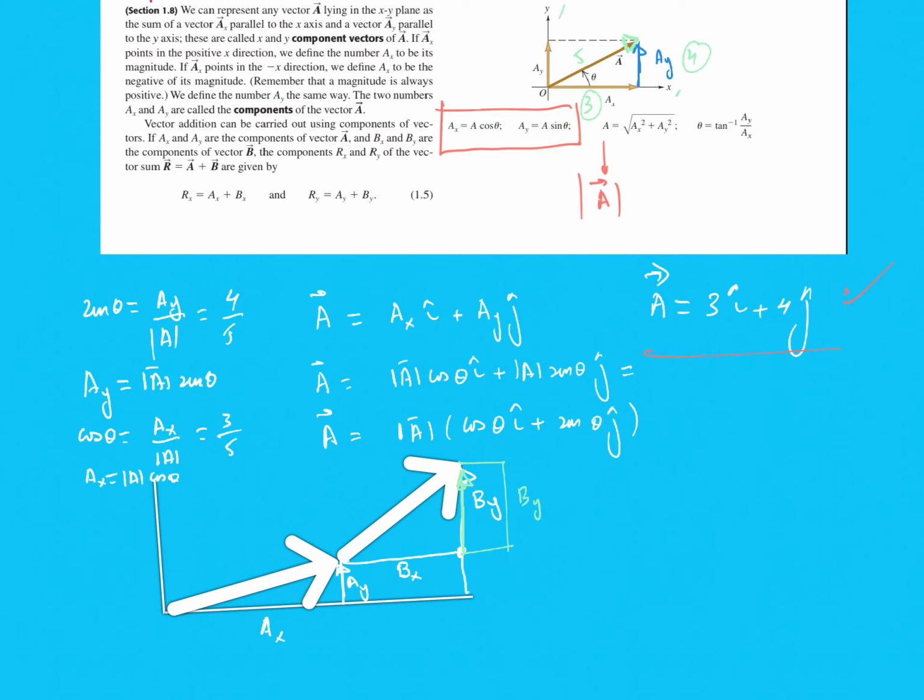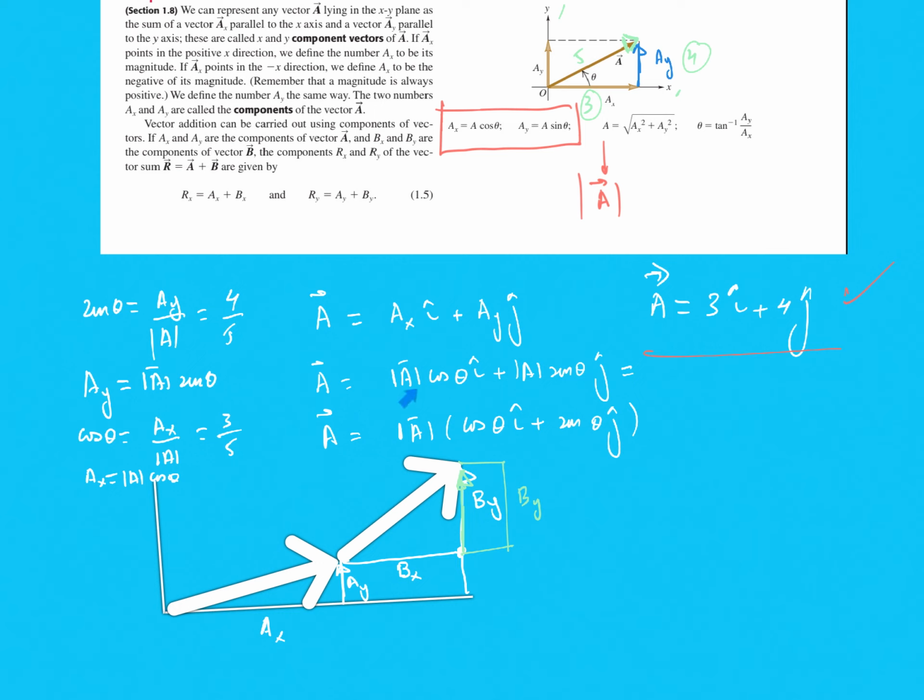How much of a is in the x direction? That is ax, and in our case it is 3. How much of a exists in the y direction? This is ay, and in our case it is 4. So the vector will be 3i plus 4j.